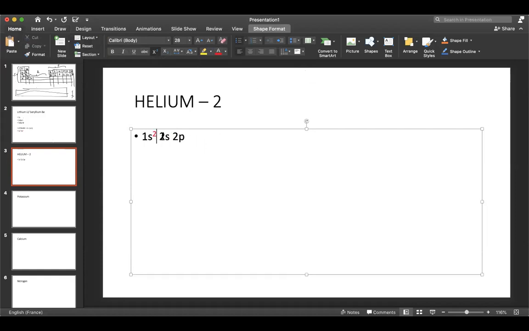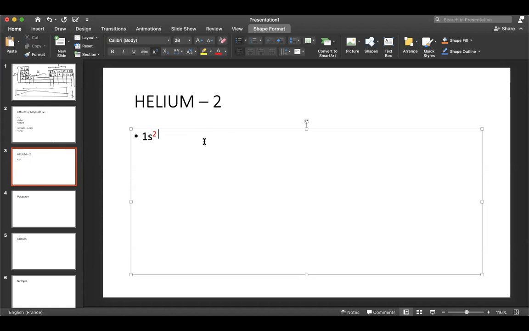Now, how many electrons are occupied by the 2s? In the case of helium, there's nothing, isn't it? And the same applies to 2p, isn't it? Therefore, this becomes the configuration for helium, which means it has obeyed the octet rule.